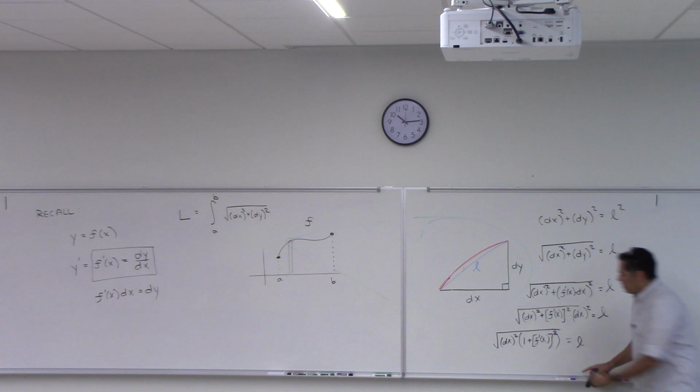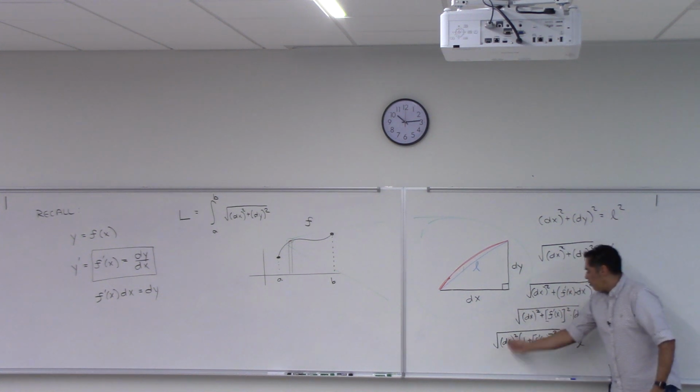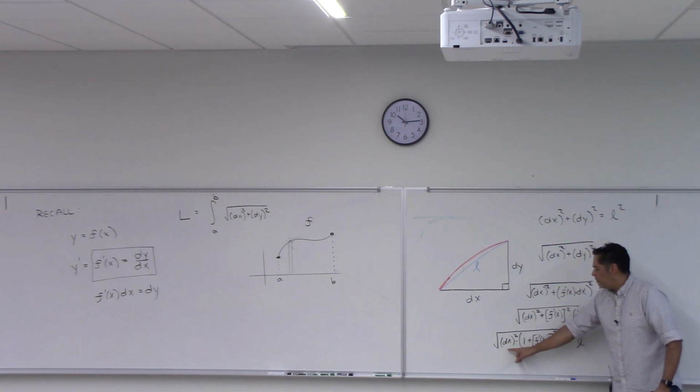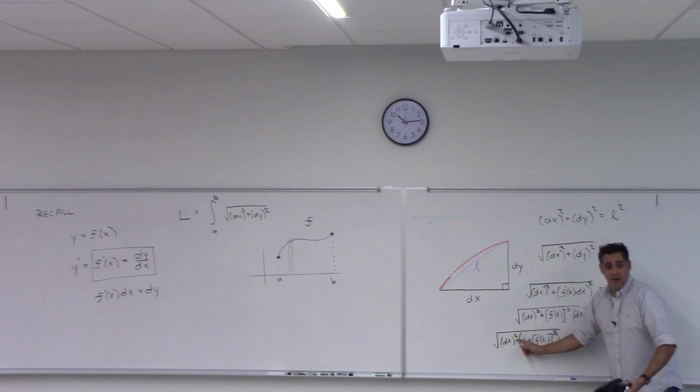And then, again, you have multiplication. So you can take the square root of each of these separately. What's the square root of something squared? Well, they kill each other off, right? And you just get a dx.